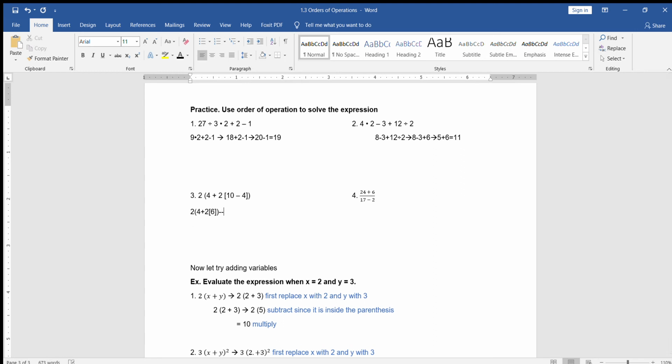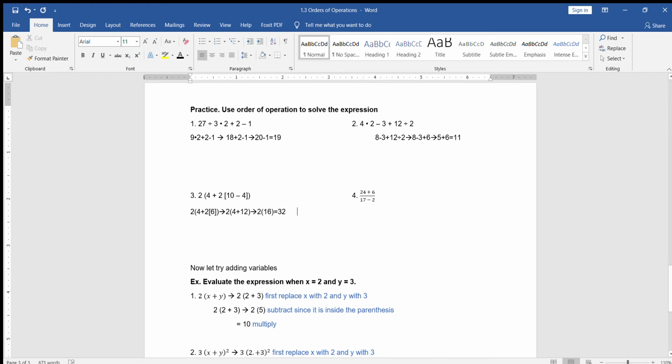So now, which one do we do first? Do we add 4 plus 2, or are we going to multiply 2 times 6? We're going to multiply 2 times 6. So this actually becomes 4 plus 12. And now we do the remaining operation inside the parentheses, which is 2 times 16. And then 2 times 16 is 32. Hopefully you got 32 as your answer for 3.